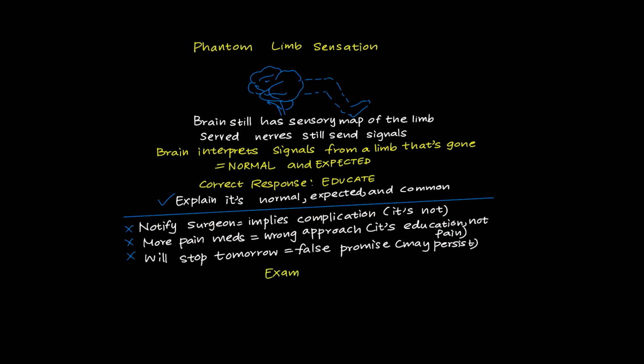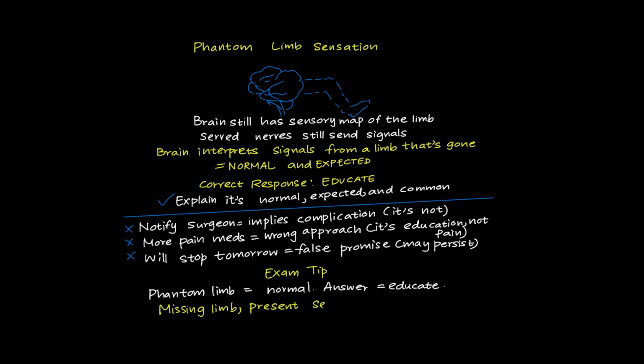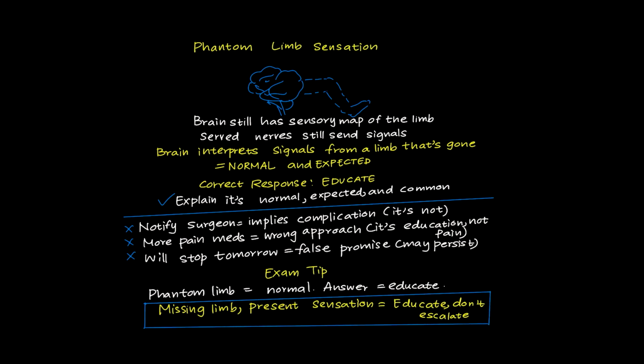Here's a WGU D455 exam tip for you. Phantom limb sensation after amputation is always normal and expected. The correct answer is always education and reassurance, never treatment escalation or false promises. Quick recall hook: missing limb, present sensation, equals phantom. Educate, don't escalate.